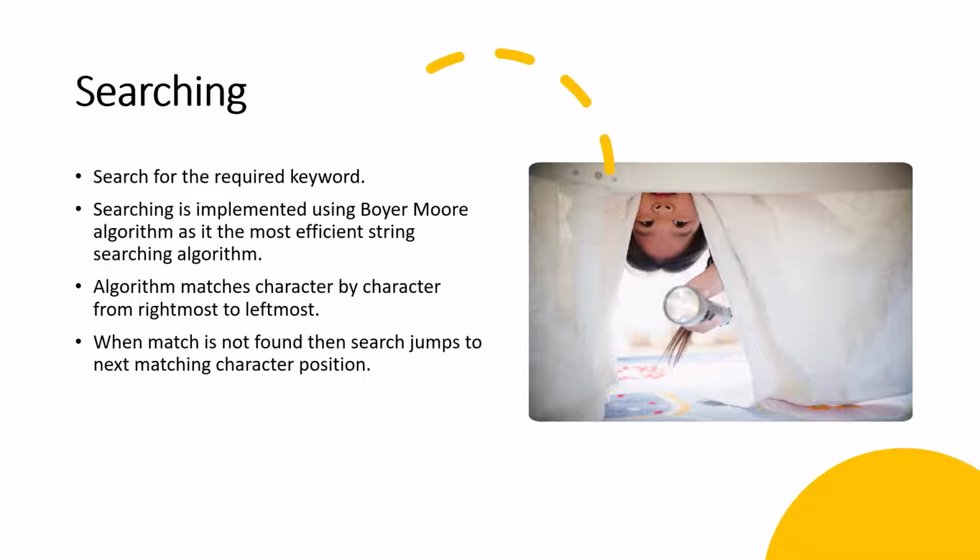This algorithm matches character by character from rightmost to the leftmost. For instance, if the keyword is apple, the algorithm match starts from the rightmost character, that is E, and goes to the character A, that is the leftmost. If a character matches, then it will move to the next character. If a match is not found, then the search jumps to the next matching character position.